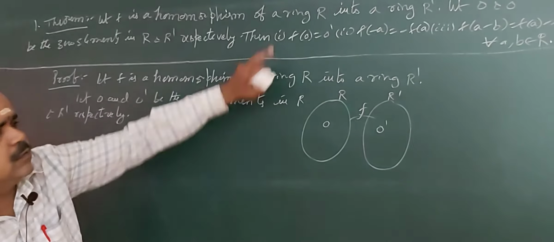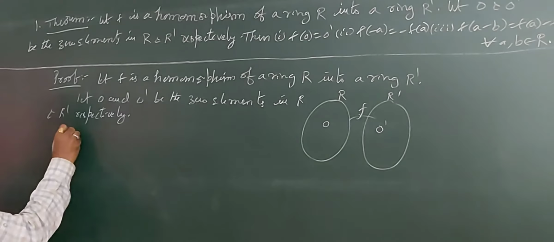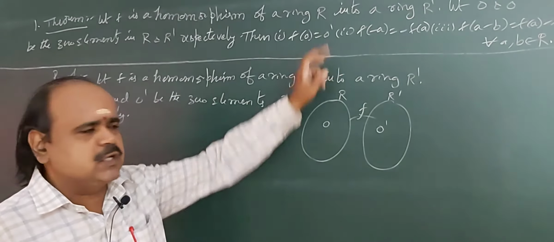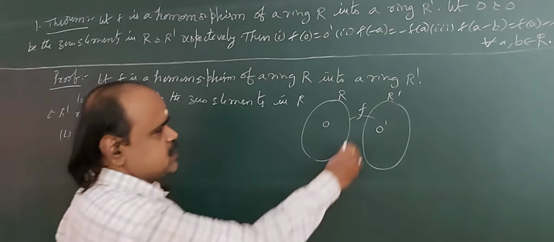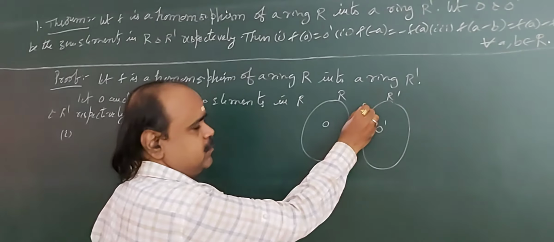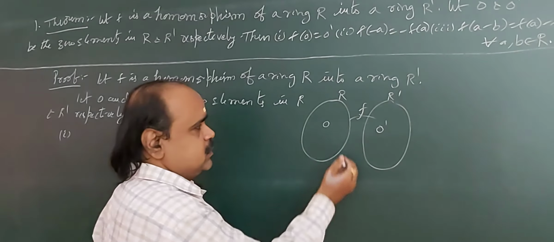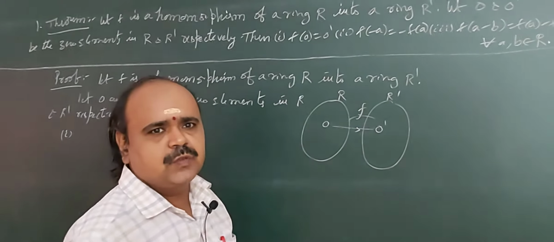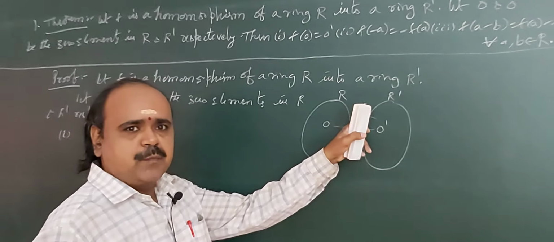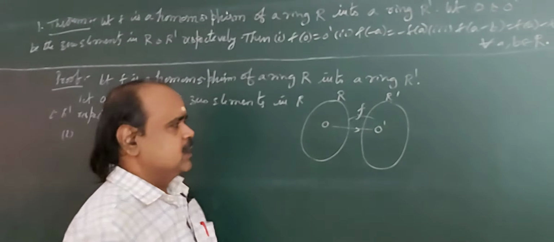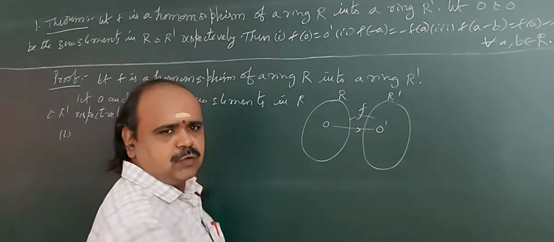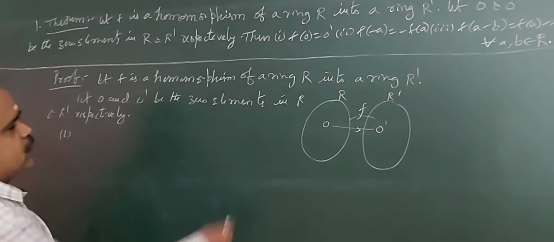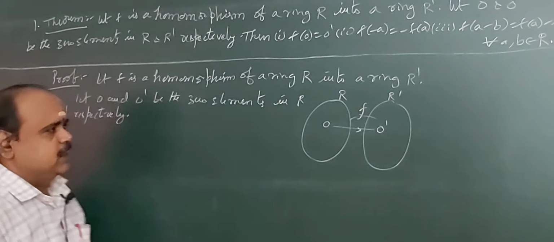Okay, now come to our statements. The main statement we have to prove, first one: f of 0 equals 0 dash. So what it means is, if f is a homomorphism, then a homomorphism directly maps the zero element of the domain to the zero element of the codomain. That is the meaning of f of 0 equals 0 dash. So now we are going to prove f of 0 equals 0 dash.